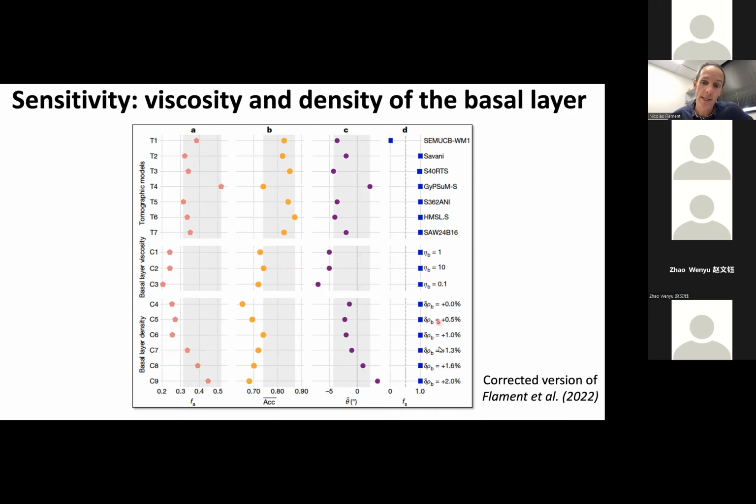And then I varied the density of the basal layer. And there's a bit of a trade-off. C6 is a good match for accuracy, but the area is too small. So in the end, C7 was my preferred. The area is within range of tomographic models, and the accuracy is just below the range. I didn't find a model that is in range for all of them. That would have been over tweaking. I think there's too many uncertainties to try to do that.